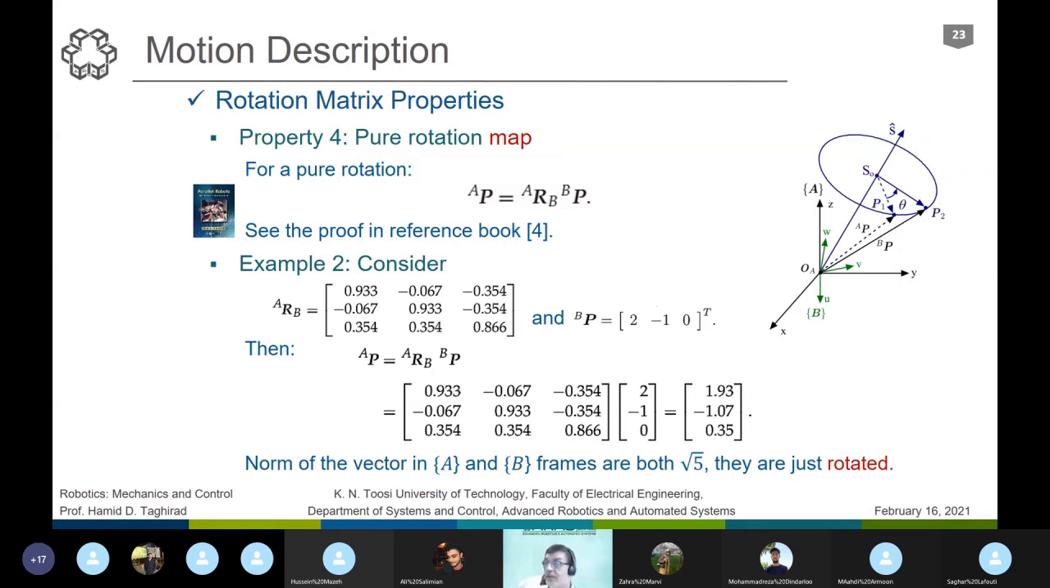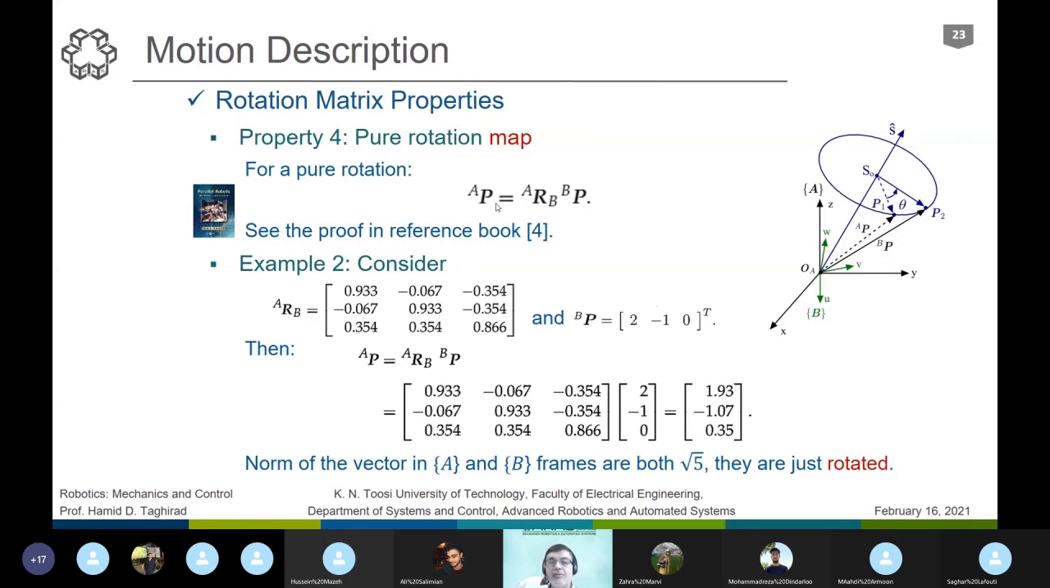So you see that this shows you physically that this vector is a rotated version of this one. It has the same length as this vector, just a change in direction. So we can have this pure rotation map here. This is very important since we are using some sort of mapping in here.